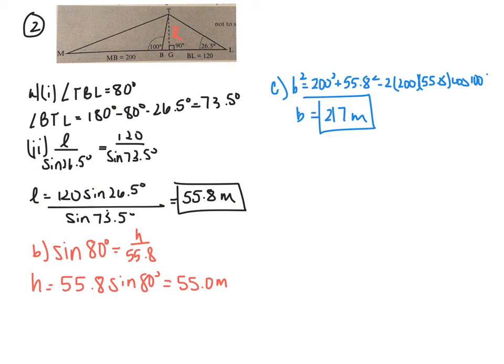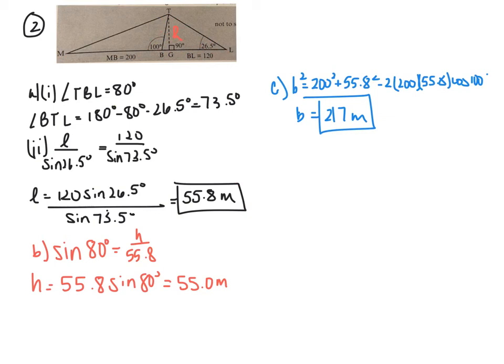So then in part 2, they want us to use that to find side L, or BT here, basically how tall the tower is. So we have a law of sines triangle here, so I set up law of sines. L over the sine of 26.5 degrees, because they're opposites of each other, equals 120 over the sine of 73.5 degrees, because they're opposites of each other. I multiplied both sides by the sine of 26.5 and found that L was 55.8 meters. So the tower is 55.8 meters.